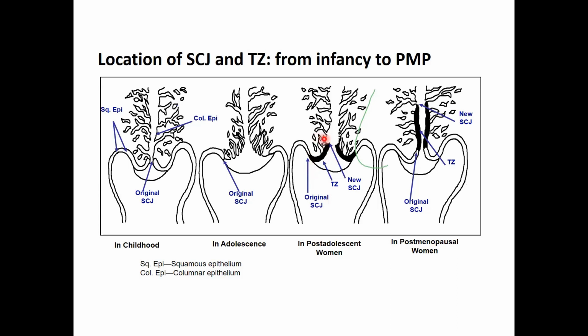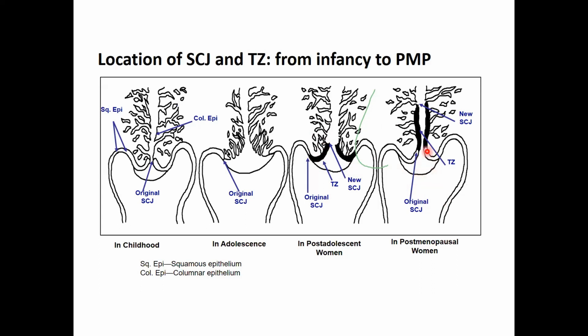What are we talking about when we say the new squamo-columnar junction? The new squamo-columnar junction comes about when the squamous epithelium is covering up the columnar epithelium and it reaches a certain point. And there are several features that we need to look at to know that this is the transformation zone, that we will look at.